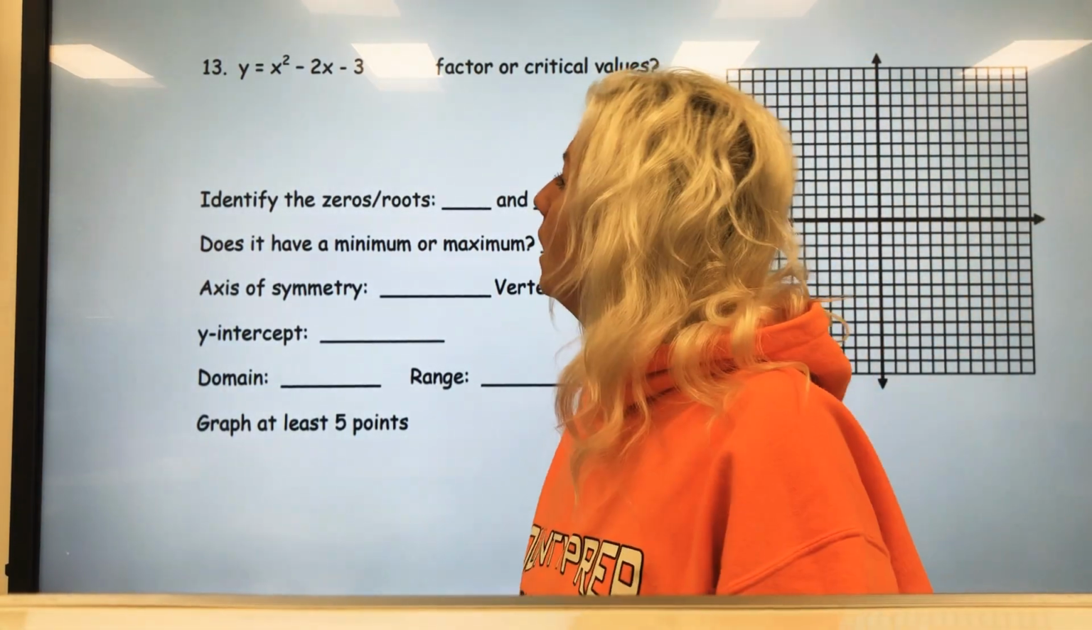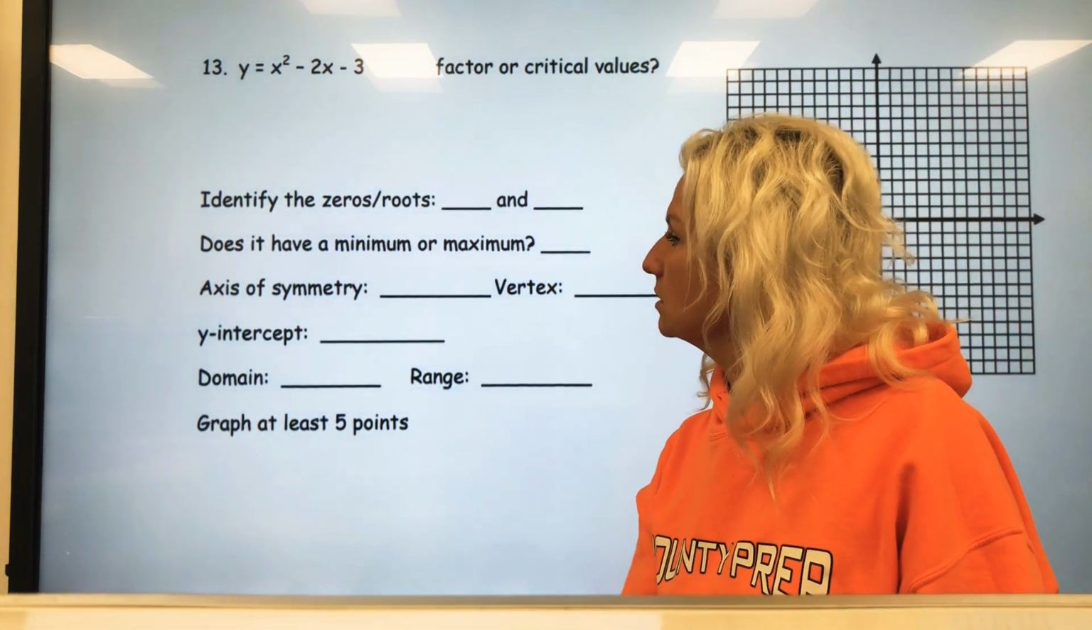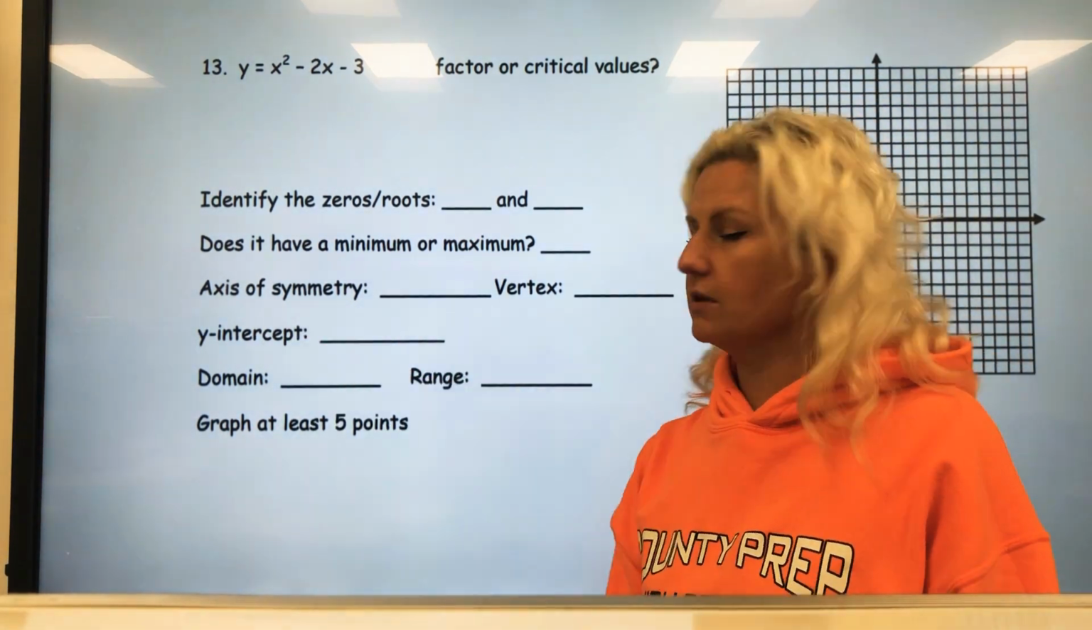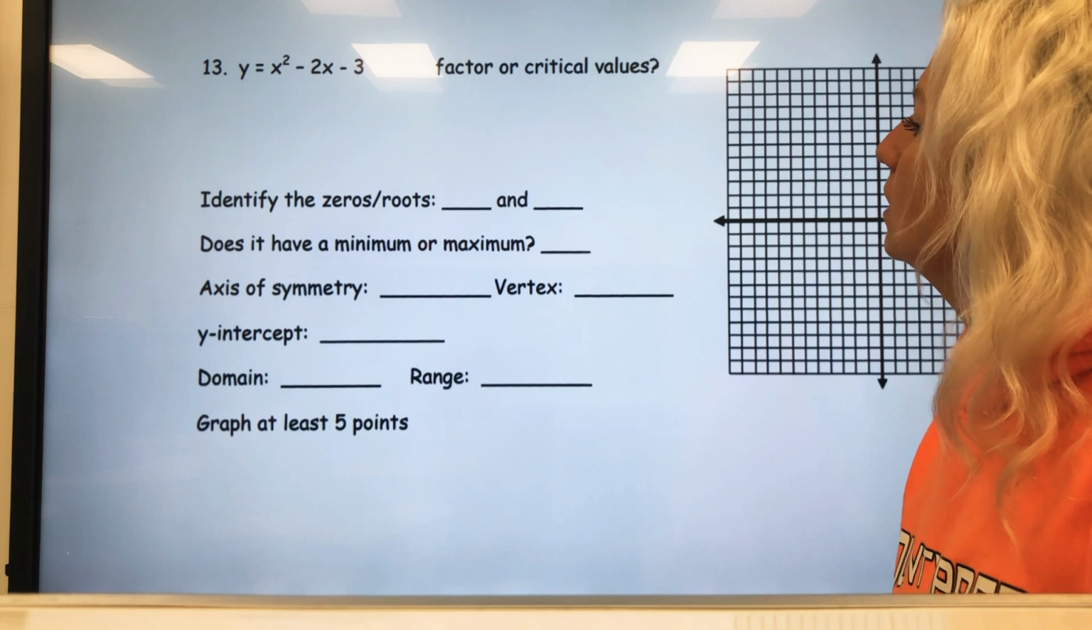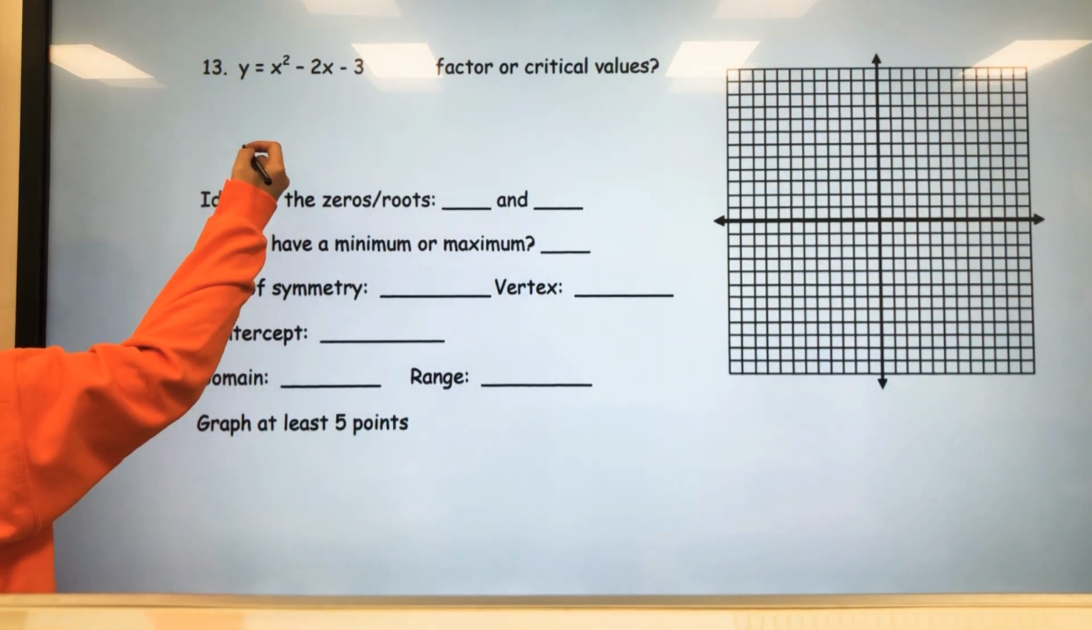The next one. We have our function here. This is number 13. Identify the roots. Does it have a min or max, axis of symmetry, y-intercept, all that good stuff. So identify the zeros or the roots. You can easily factor this.